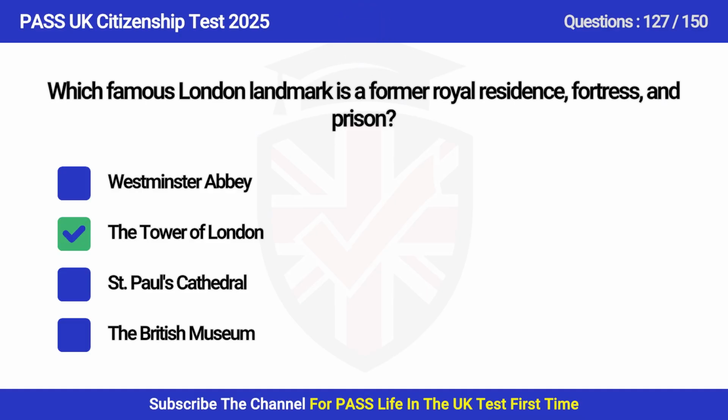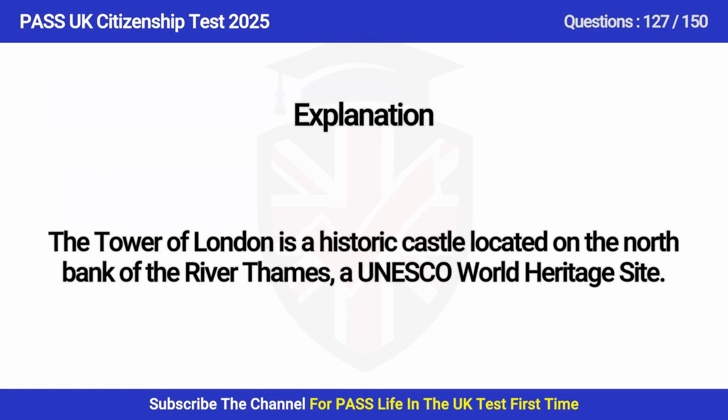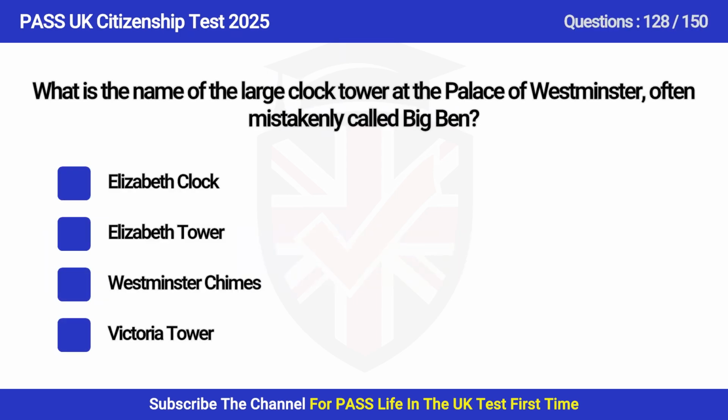Answer is B. the Tower of London. The Tower of London is a historic castle on the north bank of the River Thames, a UNESCO World Heritage Site. Question 128. What is the name of the large clock tower at the Palace of Westminster, often mistakenly called Big Ben?